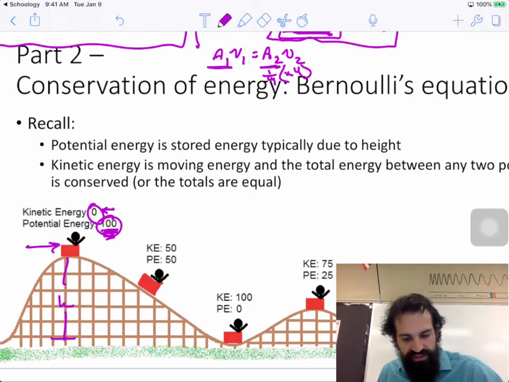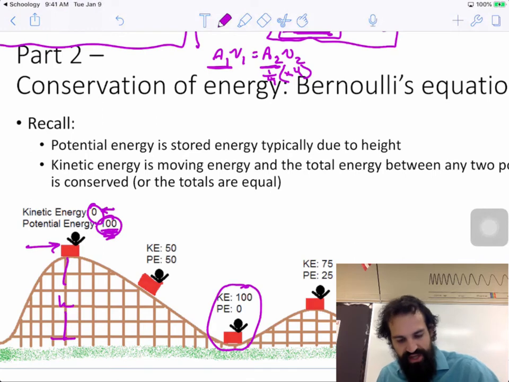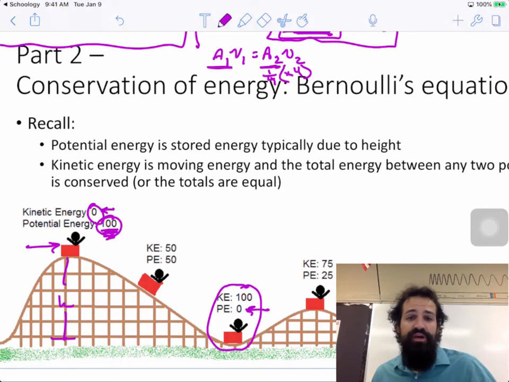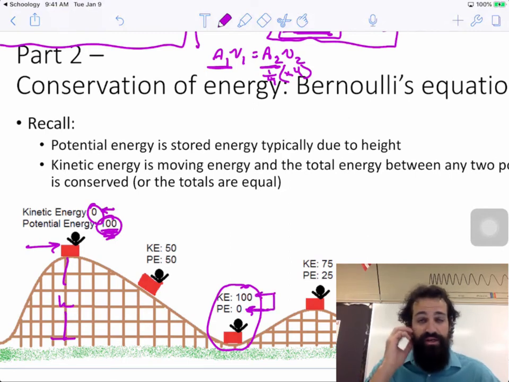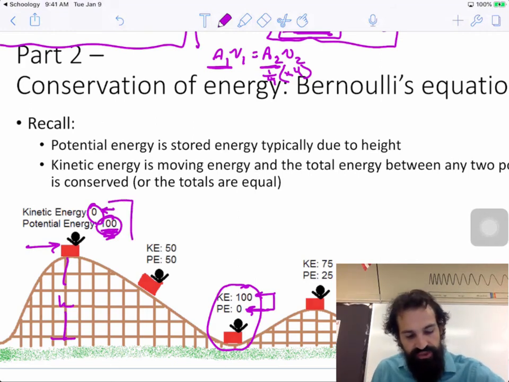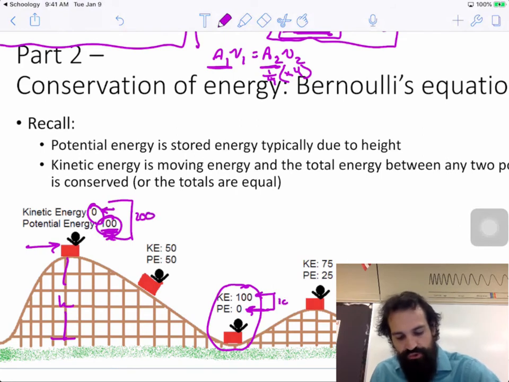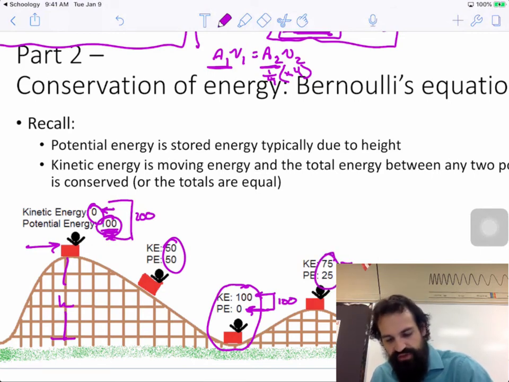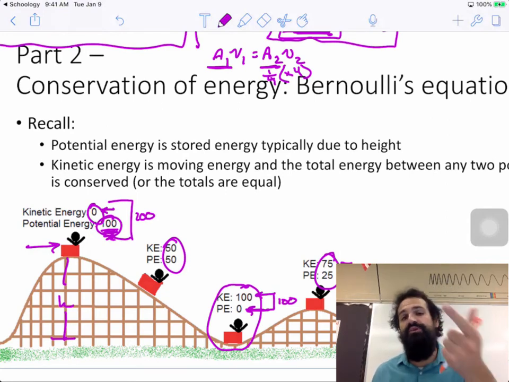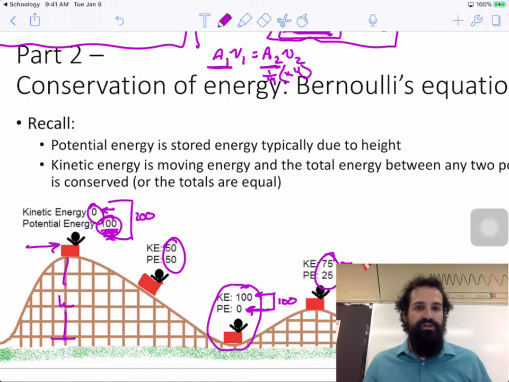Now, when he gets to the bottom, he no longer has any height, which means he no longer has any potential energy. And energy can't be created or destroyed, so that energy has to go somewhere, and in this case, it got converted into moving energy, kinetic energy. But we still have 100 joules total. And that's true anywhere we look. 50 and 50 is going to be 100. 75 and 25 is going to be 100 joules of total energy. So the kinetic plus potential equals the total energy.